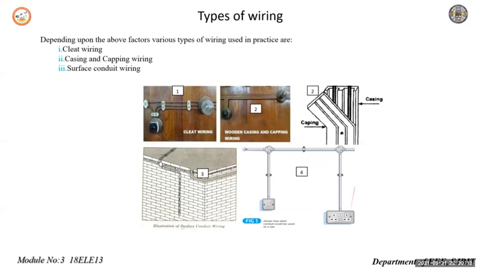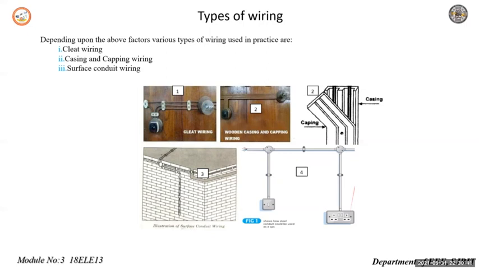What are the disadvantages of cleat wiring? This method doesn't give an attractive appearance. After some time, due to sagging at some places, it looks shabby. Dust and dirt collect on the cleats. The wires are directly exposed to atmospheric conditions like moisture, chemical fumes, etc. Hence, it is very dangerous. Maintenance cost is very high.